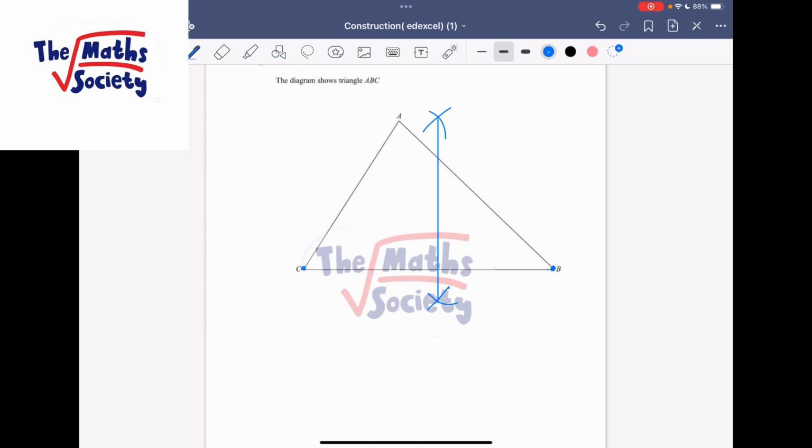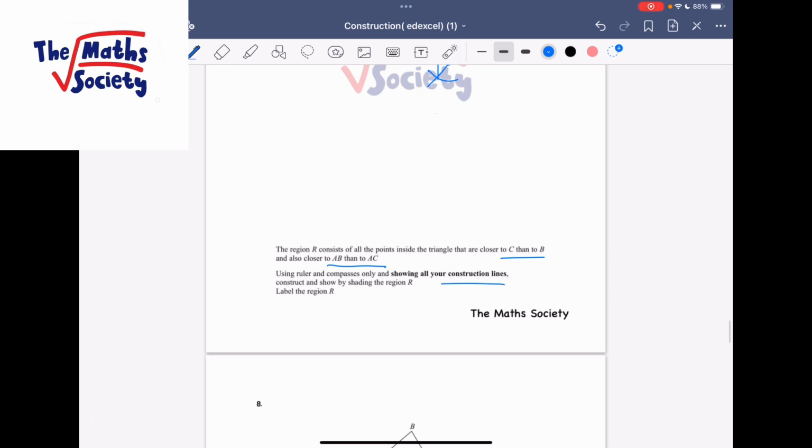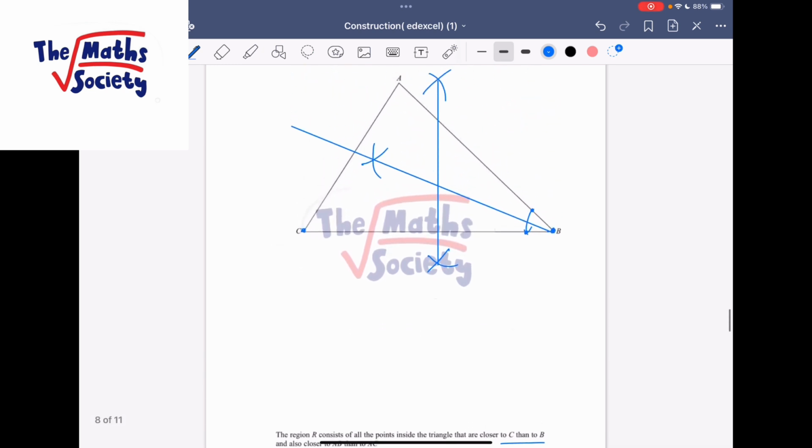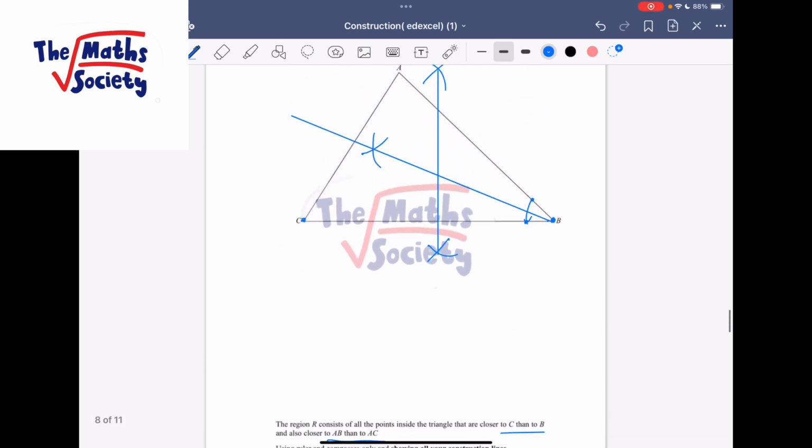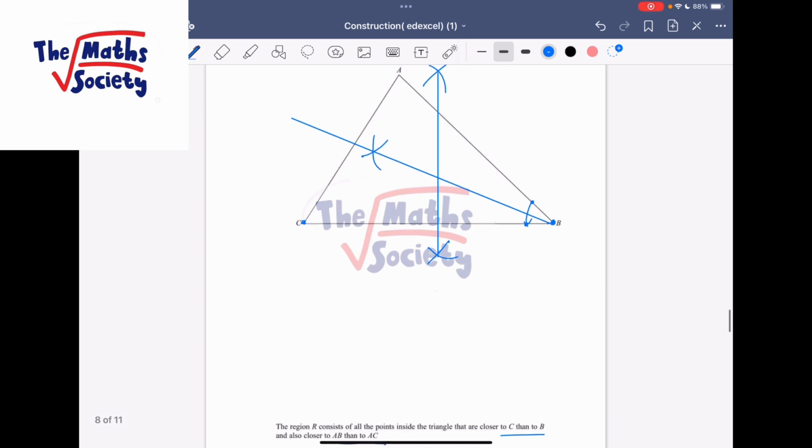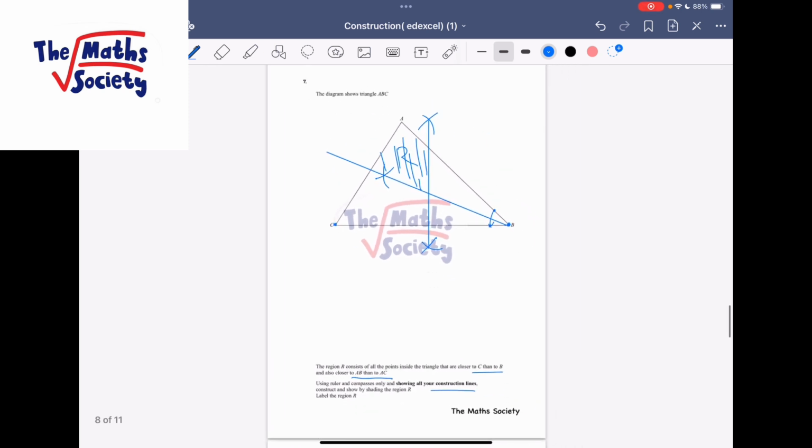And you've got to draw an angle bisector as well, right? From here, put your compass here, which gives you the angle bisector point. You can draw it, and then just roll through the compass. So that's how you get it. Closer to C than to B, closer to AB than to AC, which is going to be this part. Just shade it, write R, and that's it for question 7.